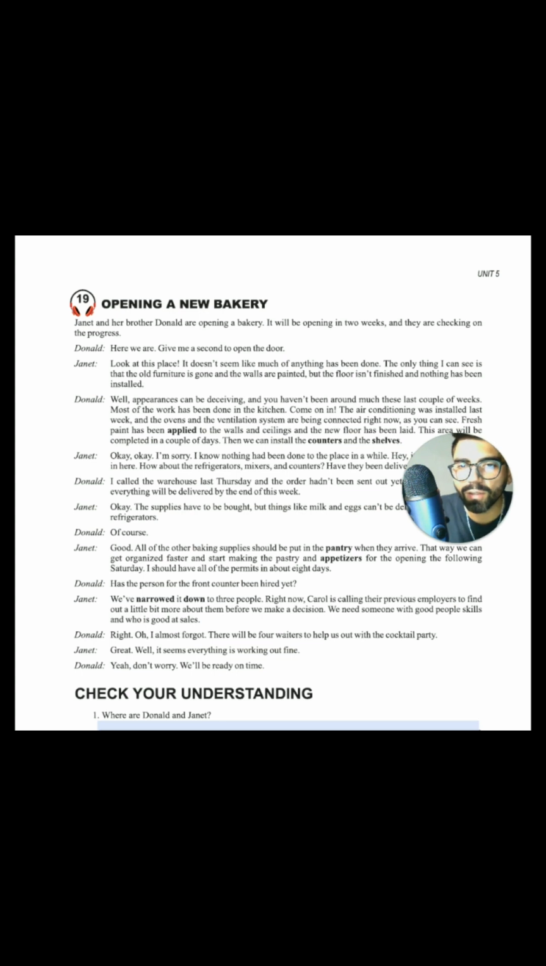Donald says, "Well, appearances can be deceiving, and you haven't been around much these last couple of weeks. Most of the work has been done in the kitchen. Come on in. The air conditioning was installed last week, and the ovens and the ventilation system are being connected right now. As you can see, fresh paint has been applied to the walls and ceilings, and the new floor has been laid. This area will be completed in a couple of days."